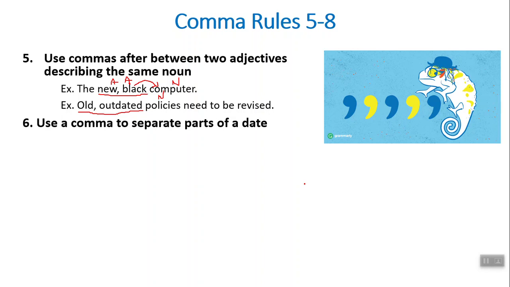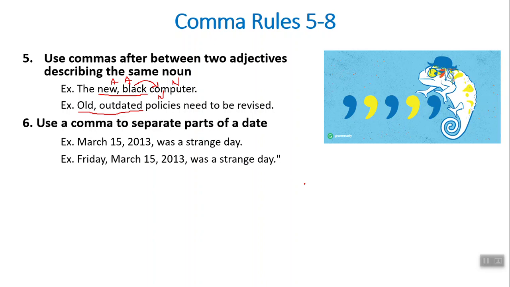Number 6, use commas to separate parts of the date. This one is pretty commonly known. I don't see this mistake too often. March 15th, 2013 was a strange day, or Friday, comma, March 15th, comma, 2013 was a strange day. Any of those are correct. I don't see people making that mistake very often. I see number 5 as a mistake when it's in there, but a lot of times people don't do it.